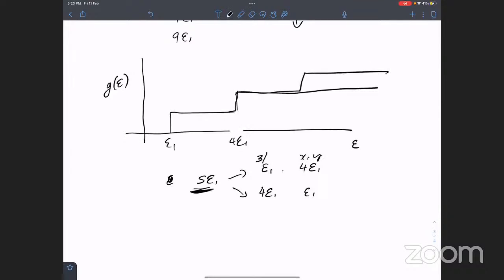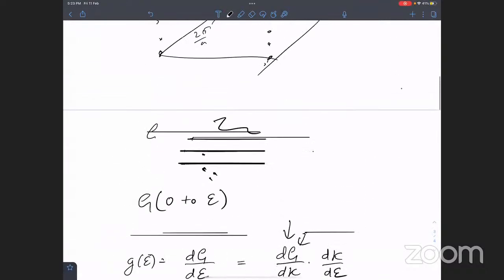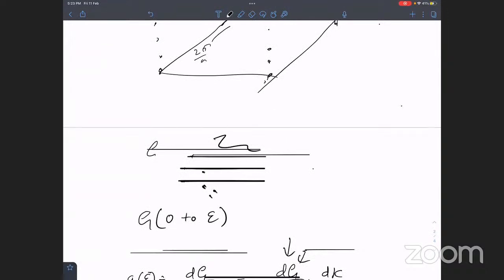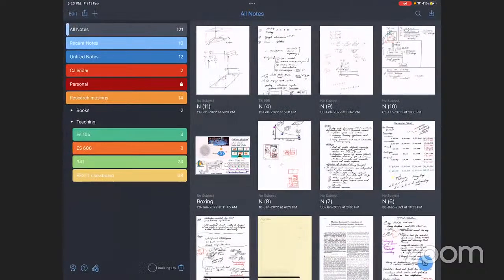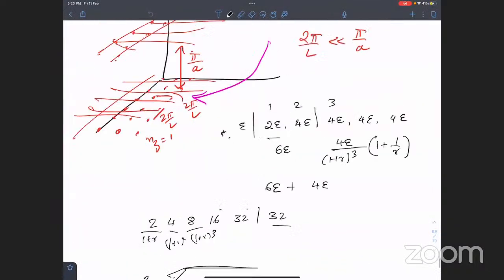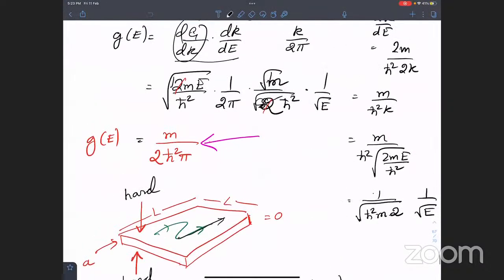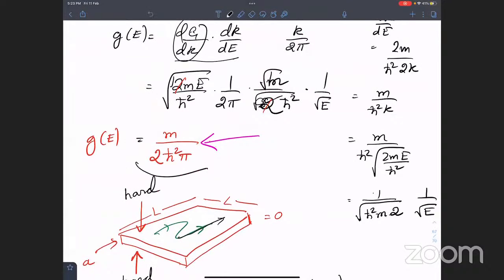It's going to look like a staircase function. The steps of the staircase: this is at 4E1, this is going to happen at 9E1 and so on. E1, 4E1, 9E1 and so on. And here it will be 16E1, and again it will jump. What is the height of this? That is what we have already calculated in the last class, which is m/(2πħ²).